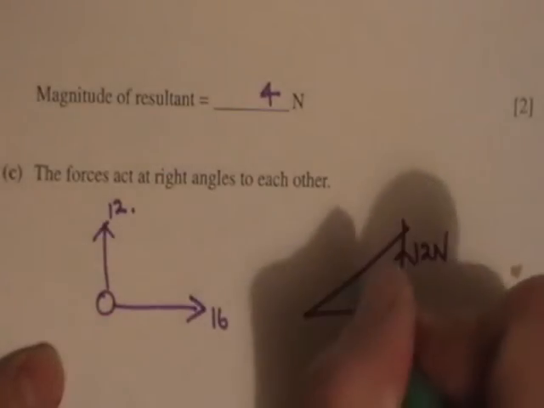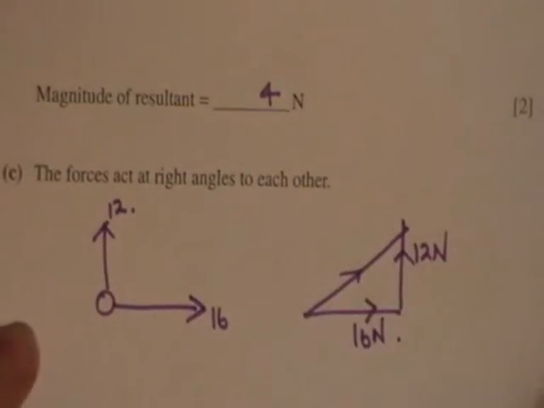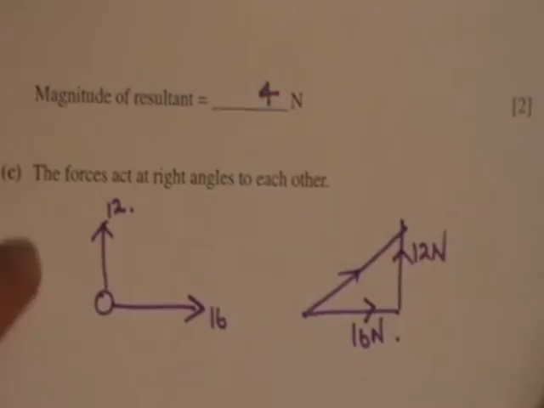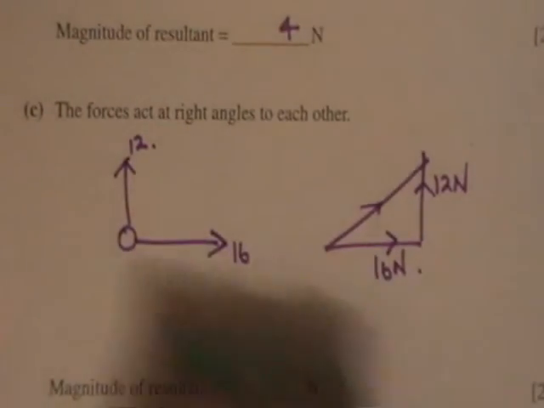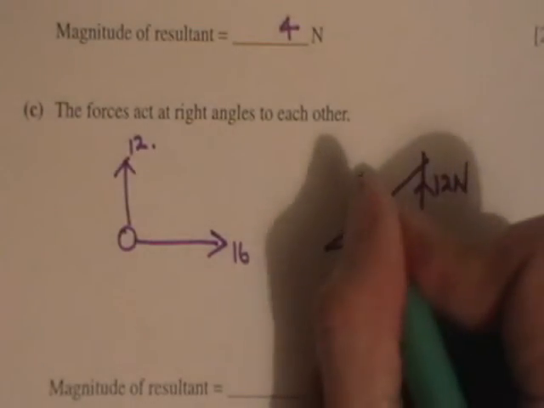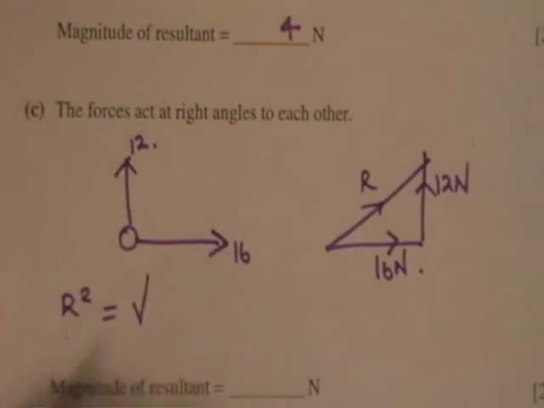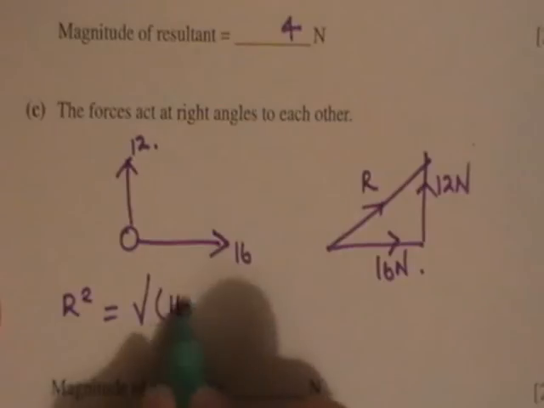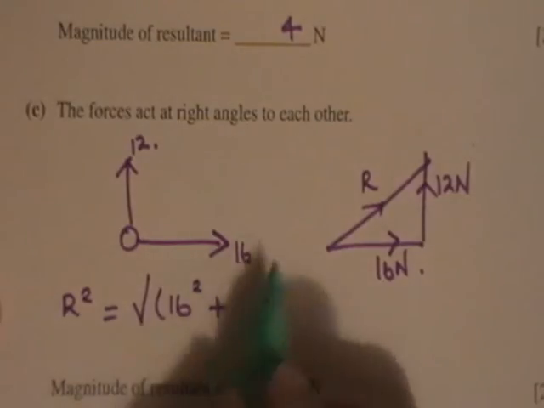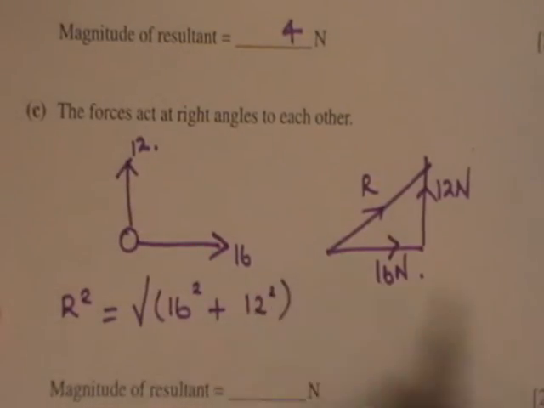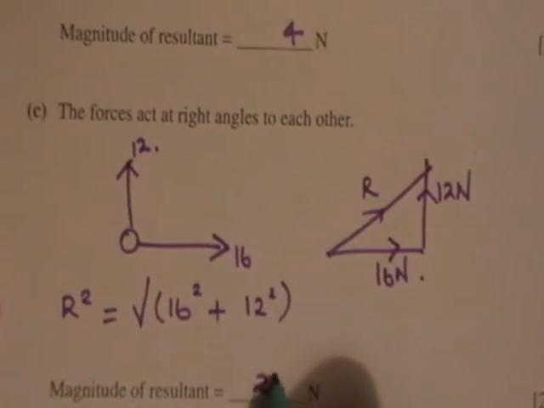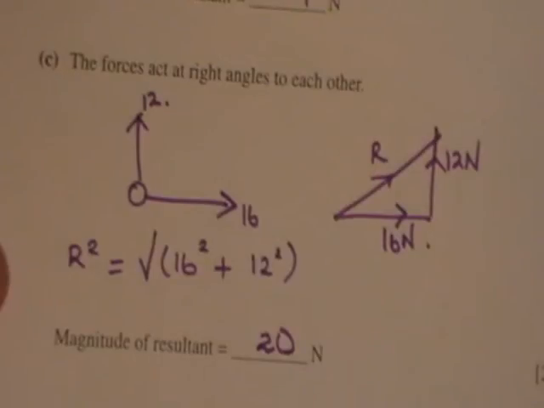And the resultant is going to be calculated using Pythagoras' theorem. So if we call it r, then r squared is equal to 16 squared plus 12 squared. And when you do that, the answer comes out as 20. So the answer is 20 newtons there.